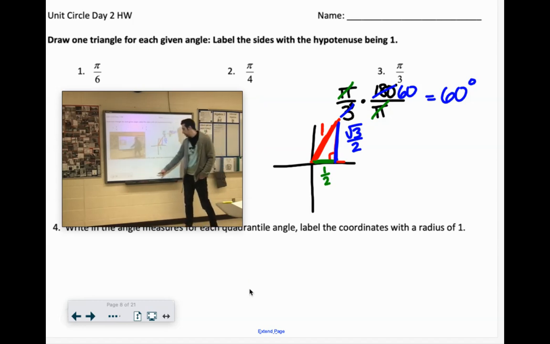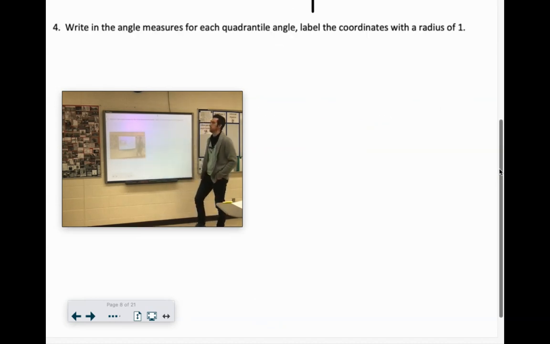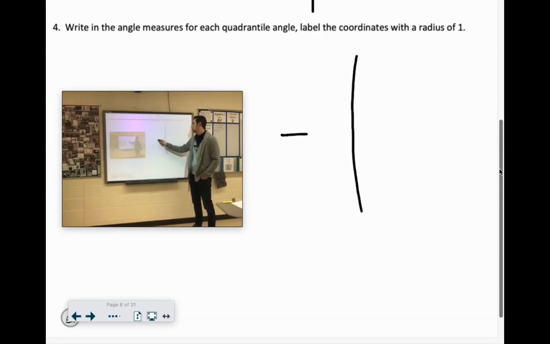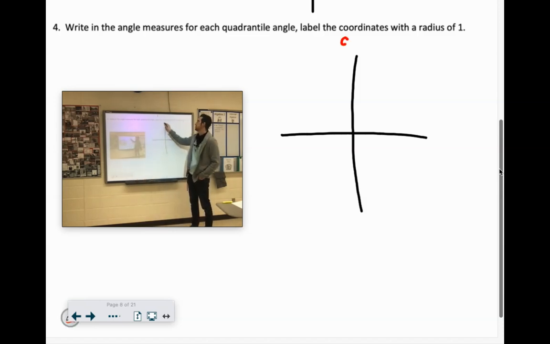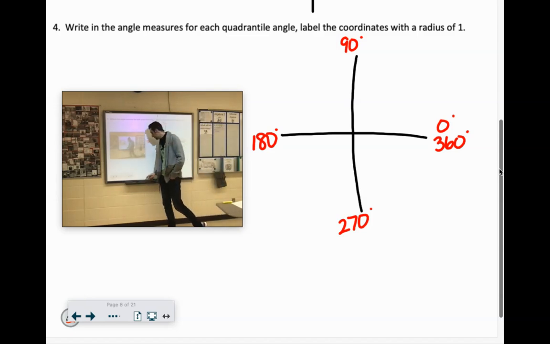That's it. So number 4, we're going to do together. As long as I don't lose it. There we go. Write in the angle measures for each quadrantal angle. Label the coordinates with a radius of 1. All right. So the top would be 90 degrees. The left would be 180 degrees. Down here would be 270 degrees. And here would be 0 degrees and 360. And remember, there are infinite coterminal angles here.